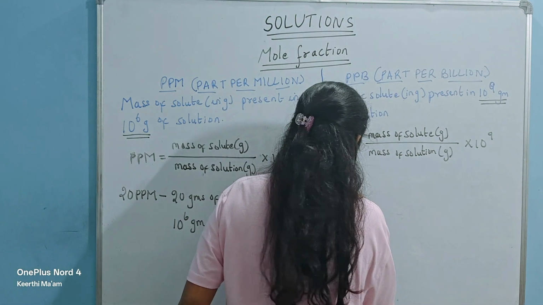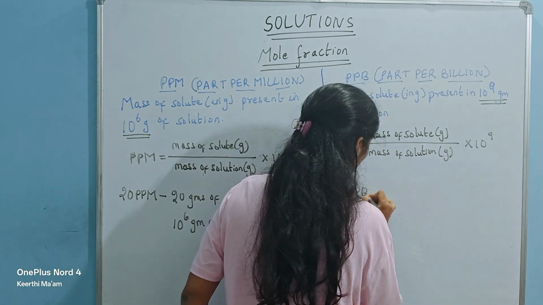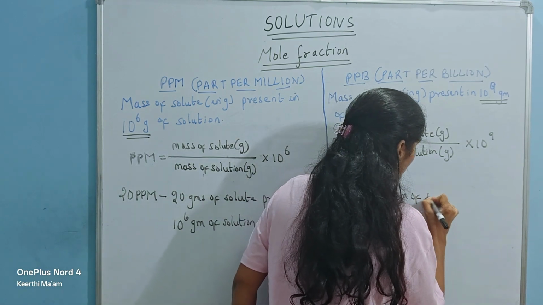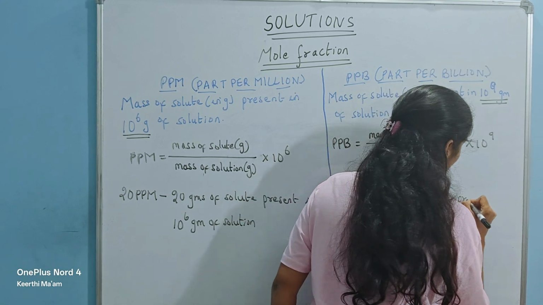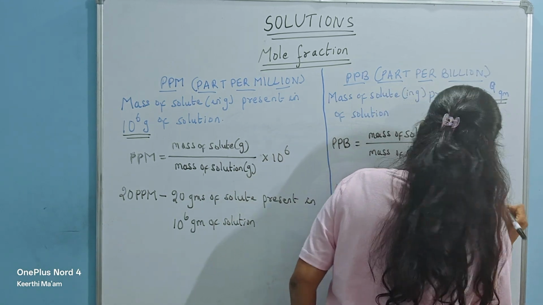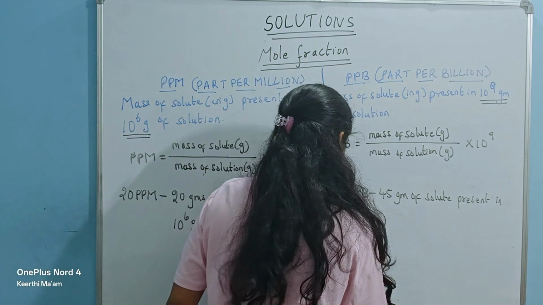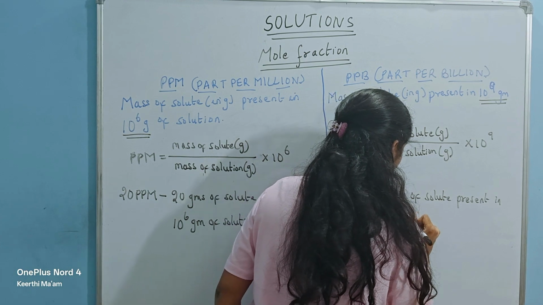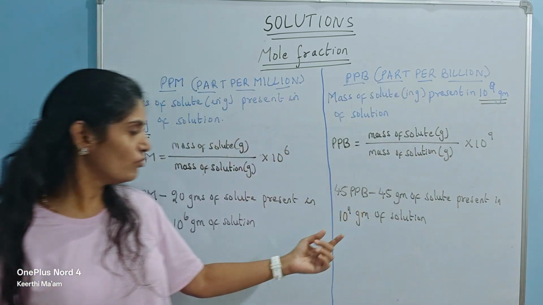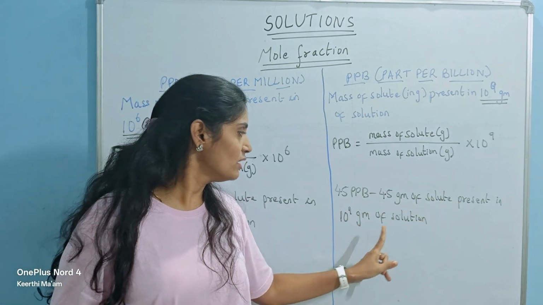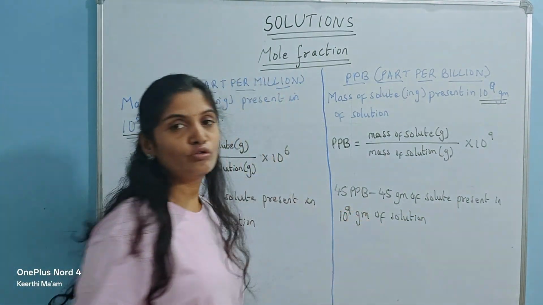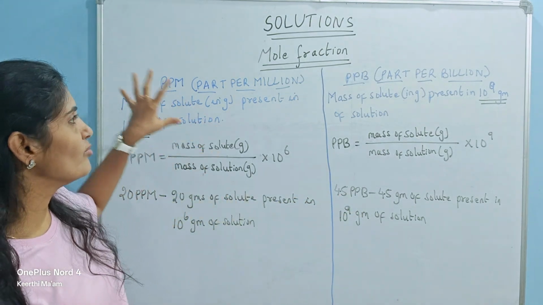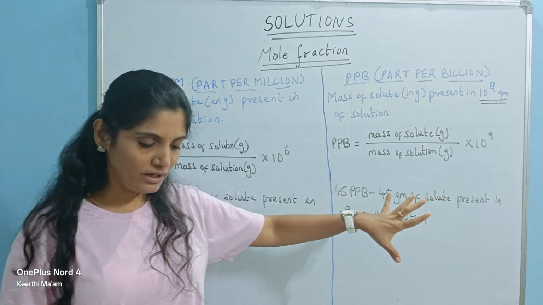In the same way, if someone says 45 ppb, what does it mean? 45 grams of solute present in 10 to the power of 9 grams of solution. 45 ppb means 45 grams of solute present in 10 to the power of 9 grams of solution. So this is how you understand both your terms, parts per million and parts per billion.